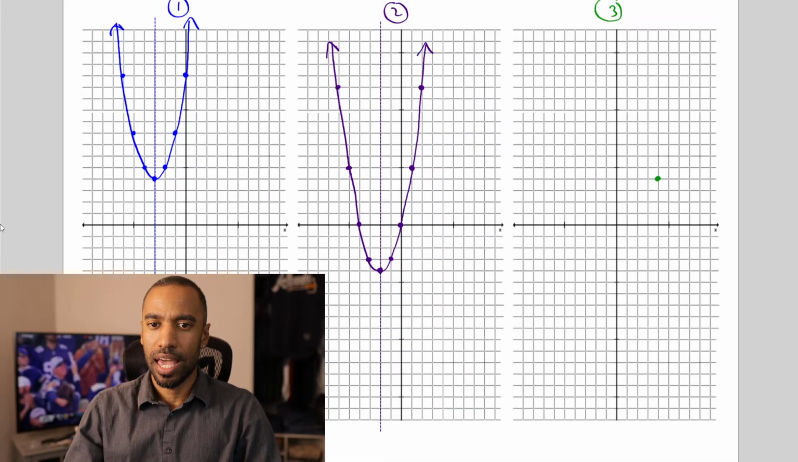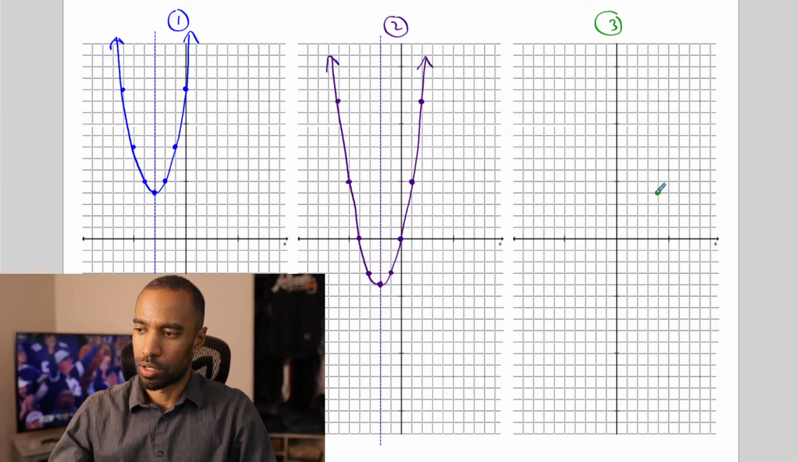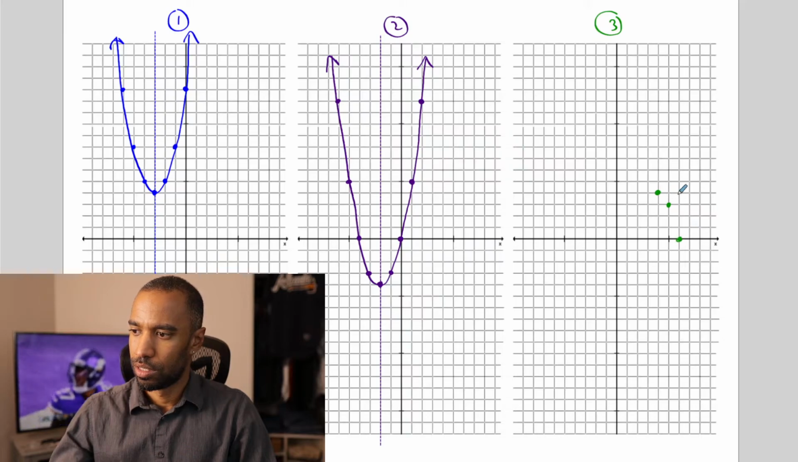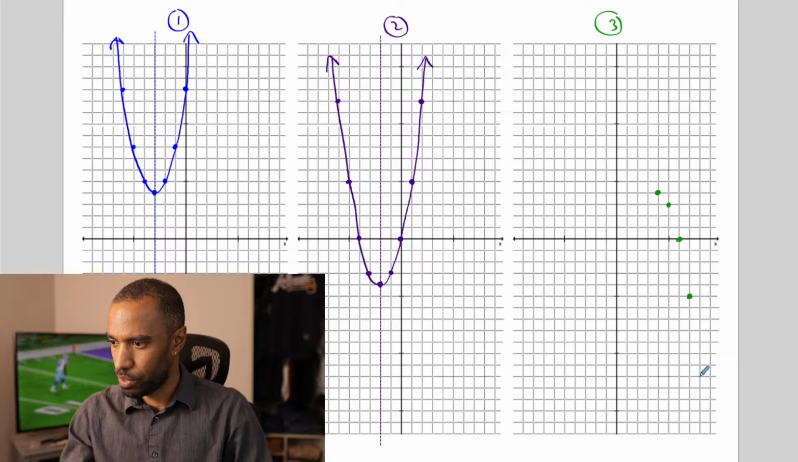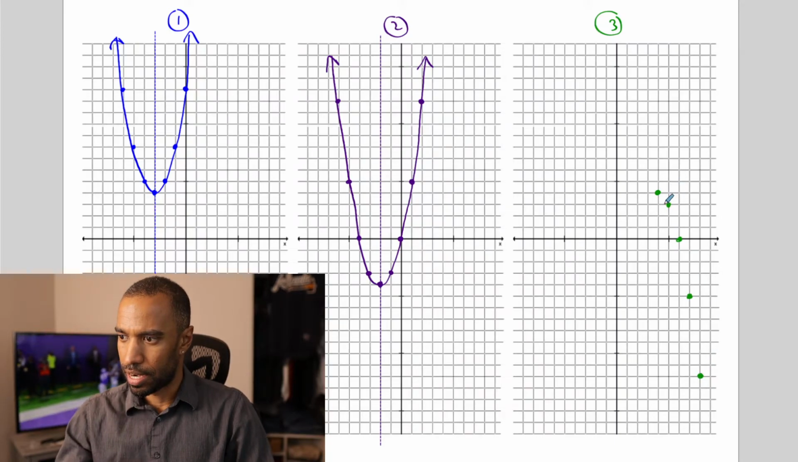All right. Start at 4, 4. This a is negative 1. So we're going to go 1, 1, 2, 4, 3, 9, 4, 16. It really is just an upside down version of that other graph, sort of. Different vertex, but that's kind of all I can fit.